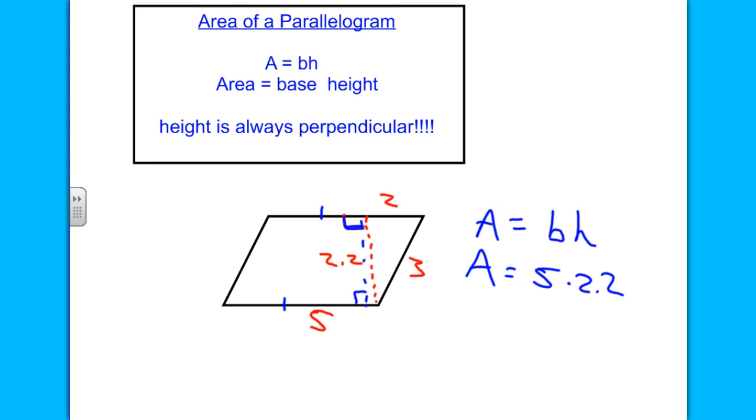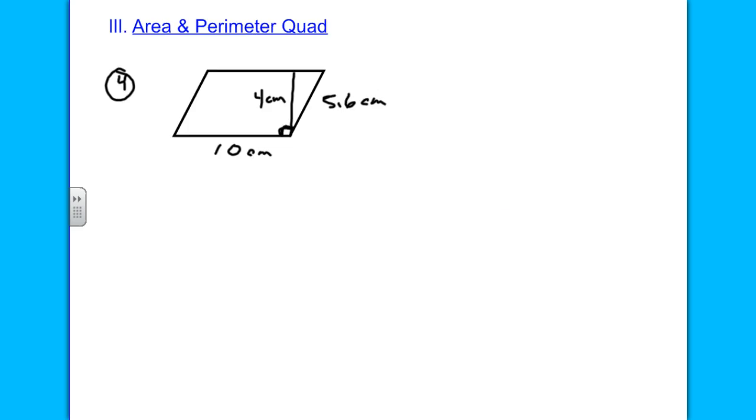And we can't do that because this side that has 3 is not perpendicular to the base that we chose, okay? So now, I don't see any units here, so sometimes we just put a little u. I don't know what they're measuring in here. Maybe it's inches, maybe it's centimeters. So we'll just call it u. So what is 5 times 2.2? 11. So we have 11 units squared. Whatever they are, they're squared now.